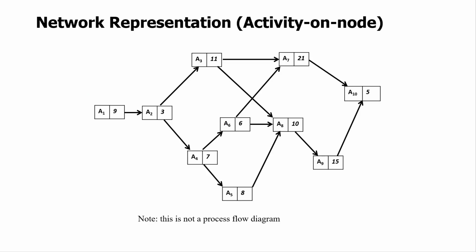Another way is to put them in a network representation. We call this activity on node, because each activity, A1, A2, A3, and so on, is on a node, and the arrows indicate that activity 1 has to be performed before activity 2 is started, and then activity 2 has to be finished before 3 and before 4. You see the same relationships are represented in this network.